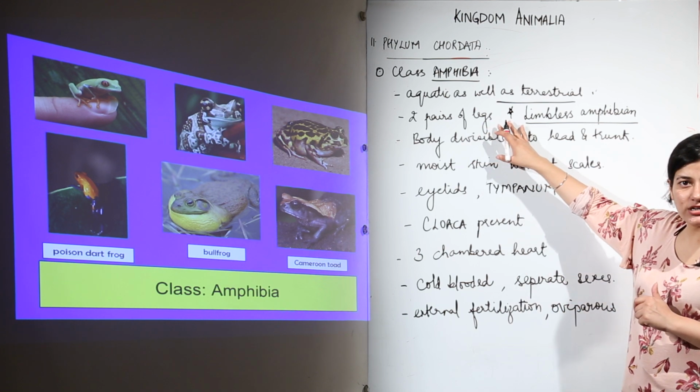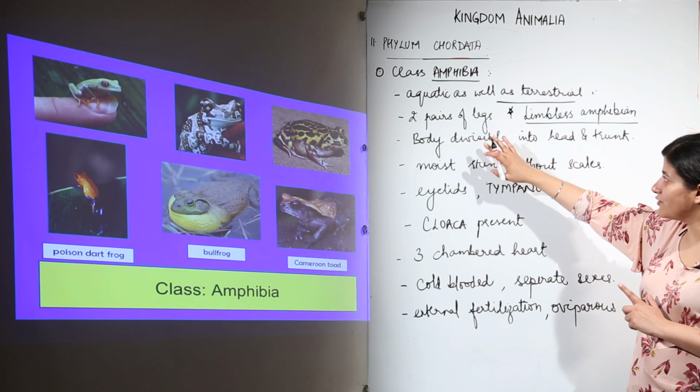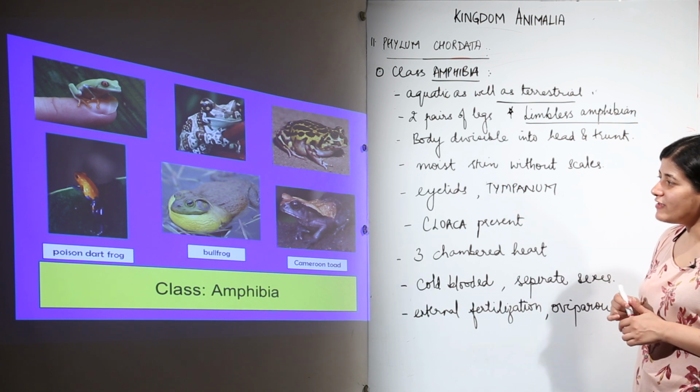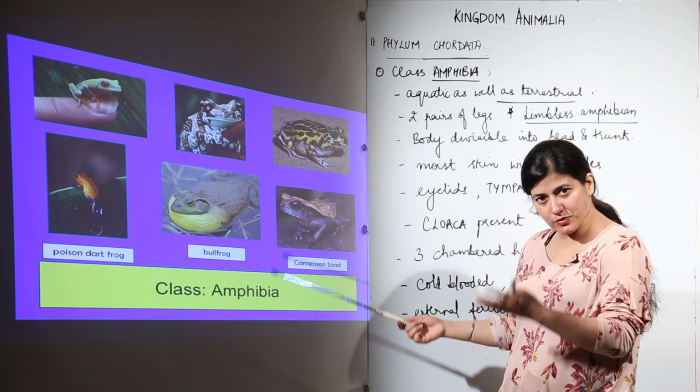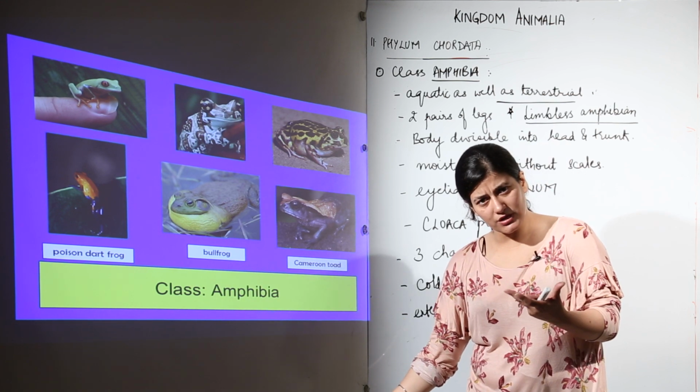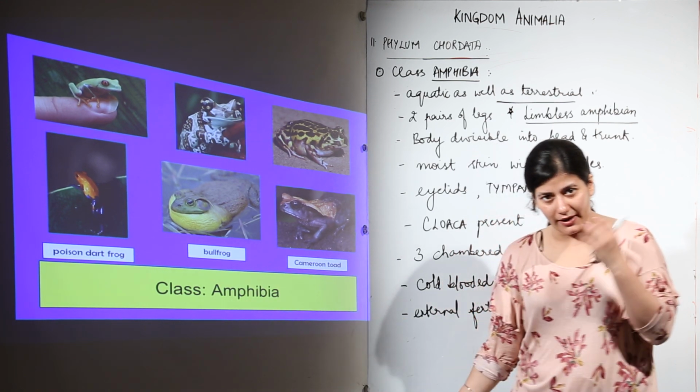Now, we have two pairs of limbs that would be present in the case of amphibians. As you can see over here, we have the class Amphibia, and it is having all these frogs which are shown over here. Basically, we are going to deal with frogs and salamanders.